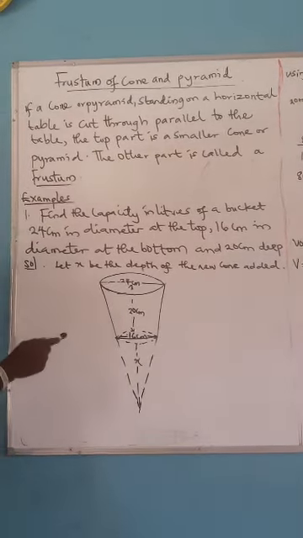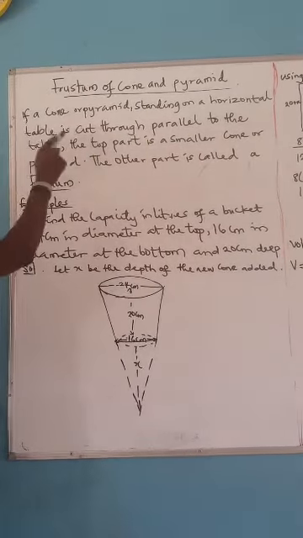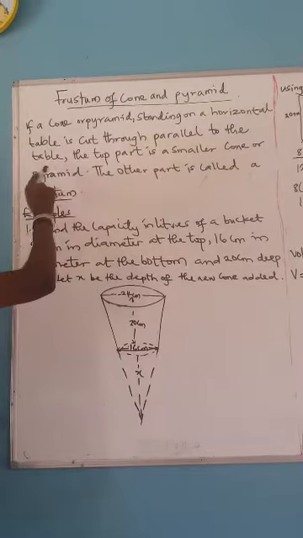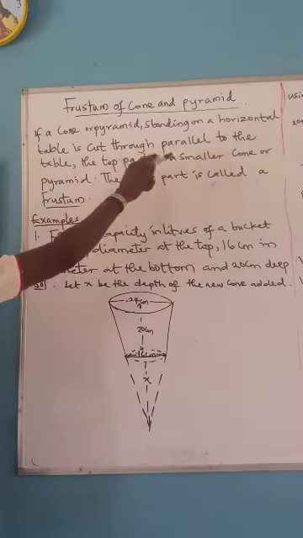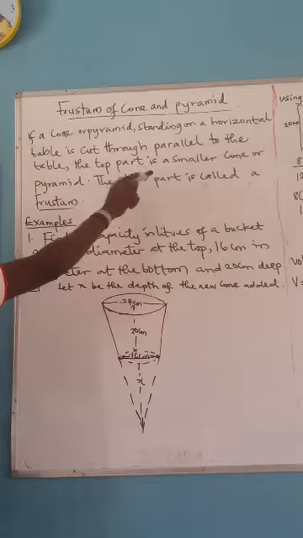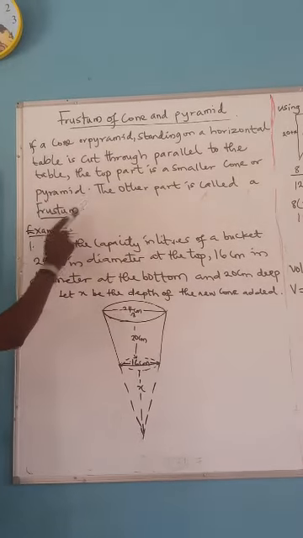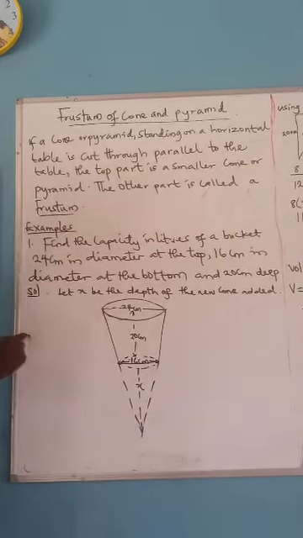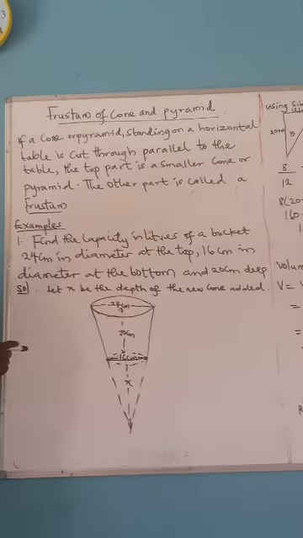Frustum of cone and pyramid. If a cone or pyramid standing on the horizontal table is cut through parallel to the table, the top part is a smaller cone or pyramid. So the other part is called a frustum. So let's have a practical example.